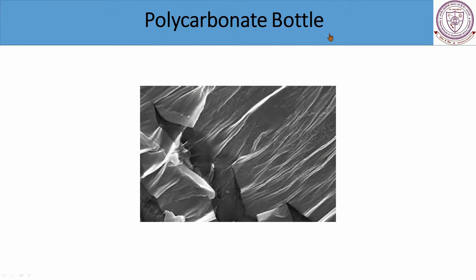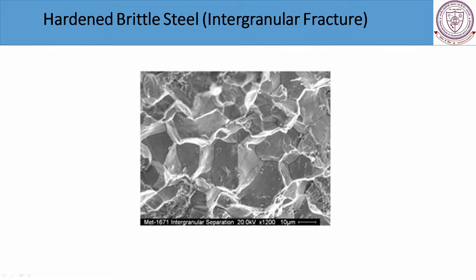Next slide. This is from a polymeric bottle. You are able to see that it is definitely different from what I have shown you in the earlier one. These polymeric materials are not like the metallic materials. The crystallinity is different, so the mode of deformation is different. That's why you are able to see the fractured surface with no dimple, and there are some kind of striations.